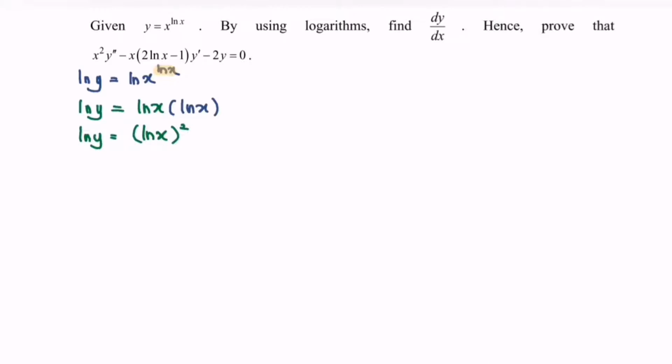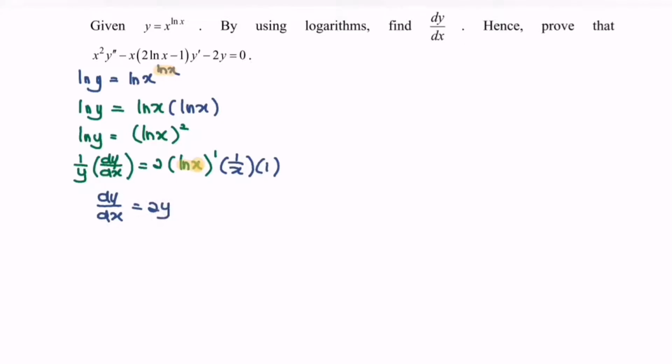Next, what we have to do is to differentiate. So differentiate the function ln y with respect to x. We will have 1 over y, since this is a variable y, so we have to add on dy/dx, equals 2 bracket ln x to the power of 1. Differentiate ln x and we will have 1 over x, and differentiate the x, we will have 1. So kindly simplify the situation. We will have dy/dx equals 2y ln x over x.